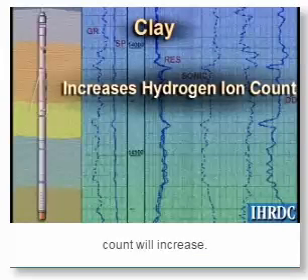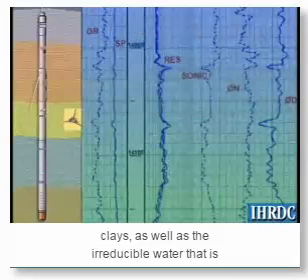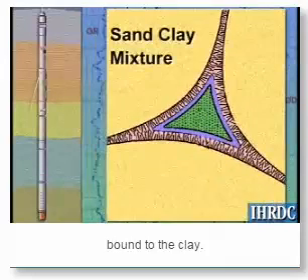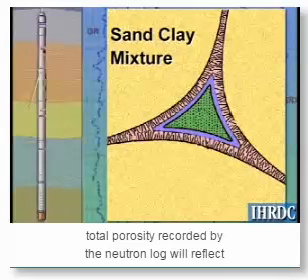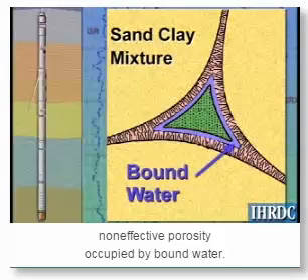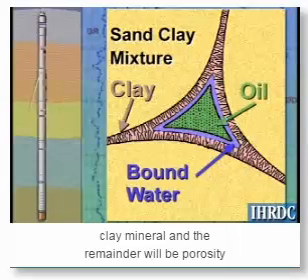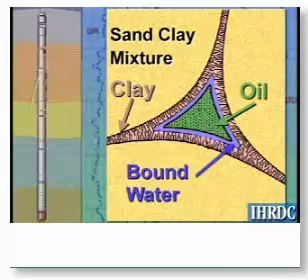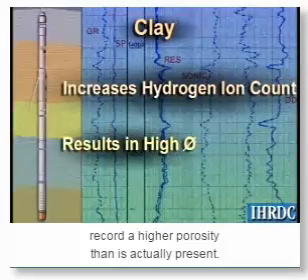Hydrogen is a part of the crystal structure of all clays, as well as the irreducible water that is bound to the clay. Thus, in a sand-clay mixture, a portion of the total porosity recorded by the neutron log will reflect non-effective porosity occupied by bound water. A portion will reflect the atomic constituents of the clay mineral, and the remainder will be porosity that is occupied by producible hydrocarbons or water. Thus we see that clay will cause the neutron tool to record a higher porosity than is actually present.